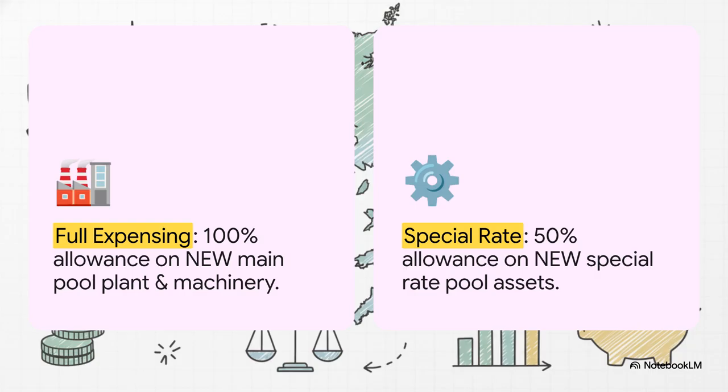So the crucial takeaway here is that you have options. However, you must firmly remember, full expensing and the AIA cannot both be claimed on the exact same piece of expenditure. You really have to map out and choose your strategy.